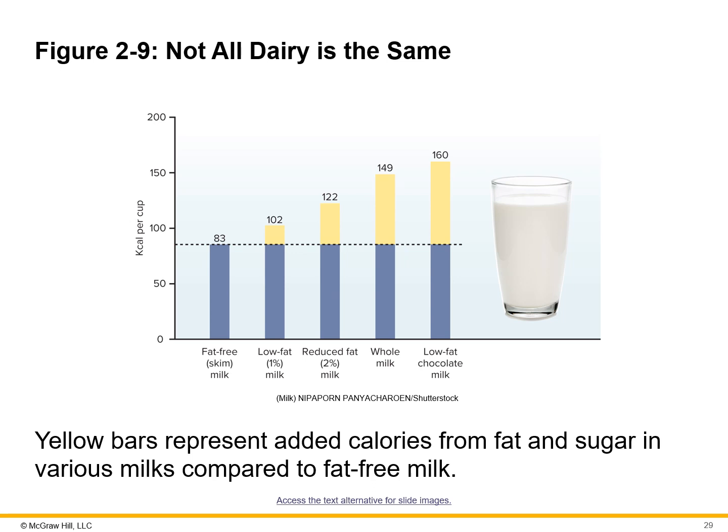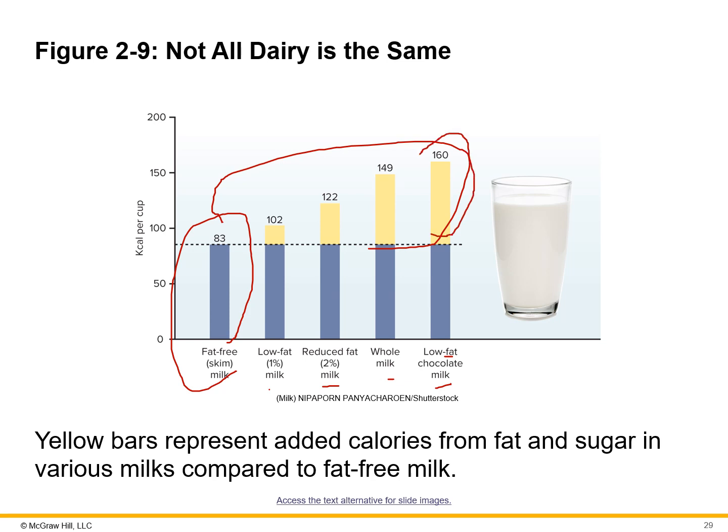Not all dairy is the same. So the yellow here represents added calories that we get from fat and sugar that are in various products. So again, the best would be our fat-free skim milk. And then we have our low fat 1% milk, 2% milk, whole milk, and even low fat chocolate milk, which sounds good. Like, oh, I can have my chocolate, it'll taste good, and it's low fat, that's good. Unfortunately, you can see here it's actually the worst one on here because of all of that added sugar and added calories from the chocolate.